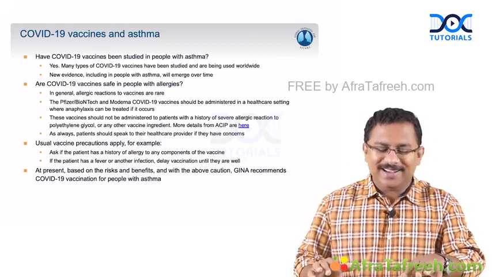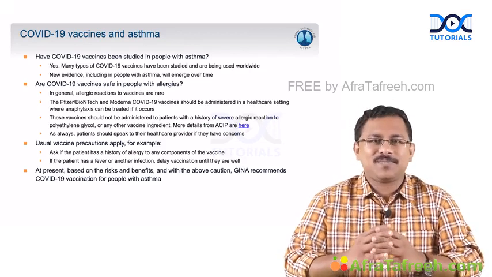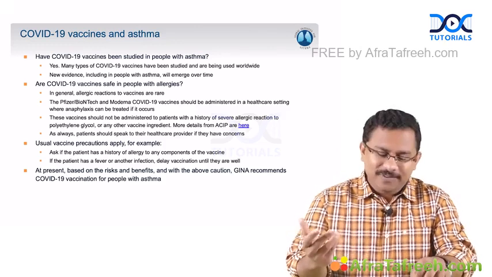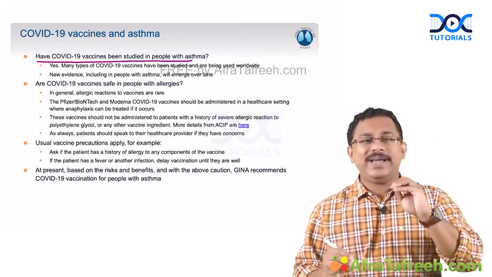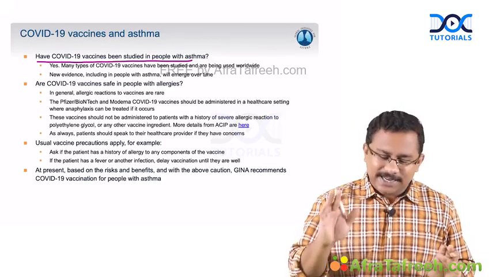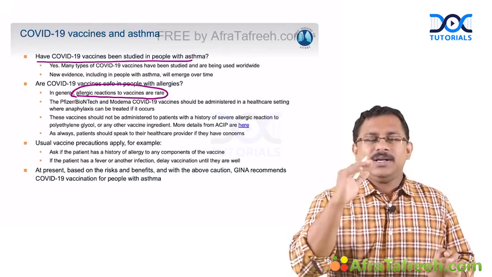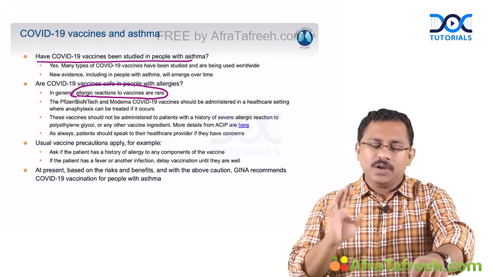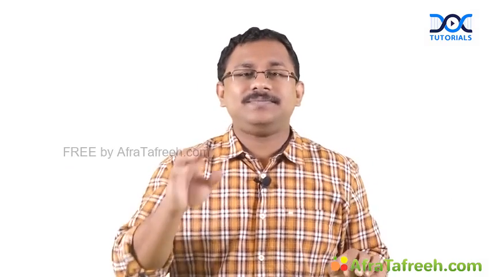Now, very importantly, many of you might have questions regarding COVID-19 vaccines and asthma. Can patients with asthma on ICS take vaccines? The vaccines have been studied, and as of now we understand that in general the vaccines are safe, and allergic reactions to vaccines are actually rare. So you might ask, suppose a patient is a known allergic patient, can he take a COVID-19 vaccine? Well, there is nothing that prevents him from taking a COVID-19 vaccine.